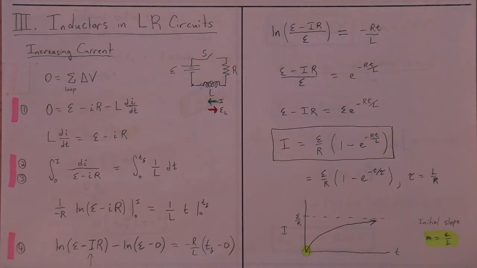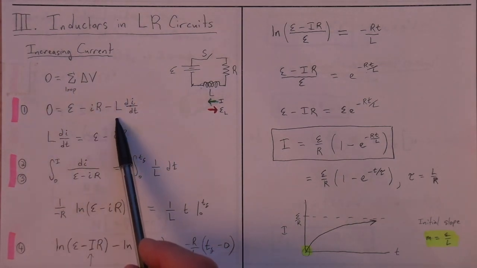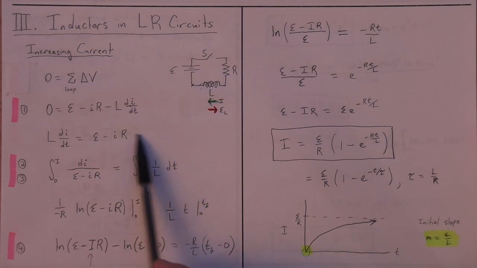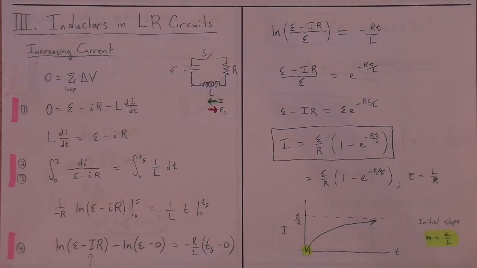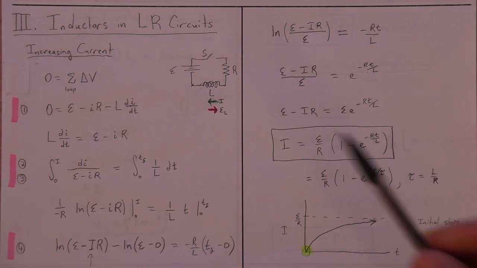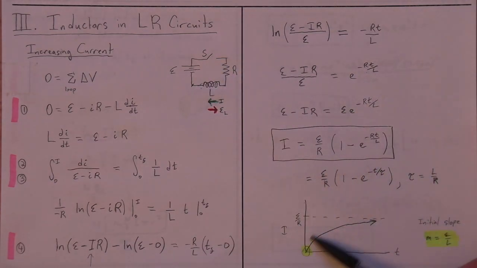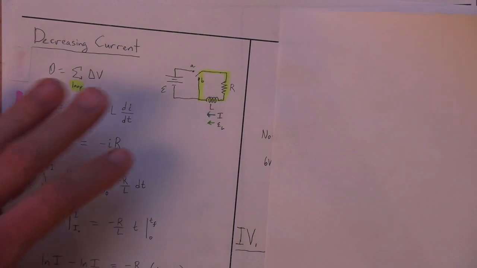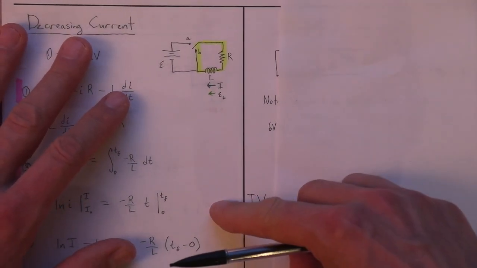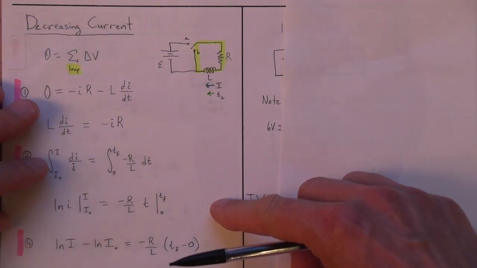All right, so that's increasing current, 4 steps: set up the differential equation with Kirchhoff's loop rule, separate the variables, integrate both sides, that's steps 2 and 3, and then plug in the limits and solve. Okay? All right, so again, that was for an inductor that had no current in it. You flip the switch down, and then the current builds up like this. The next proof or derivation we're going to do is, once the current gets going, what happens when you try and shut it off?